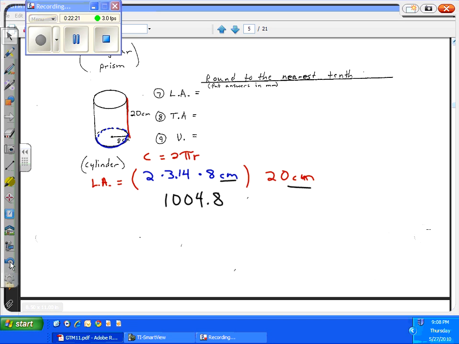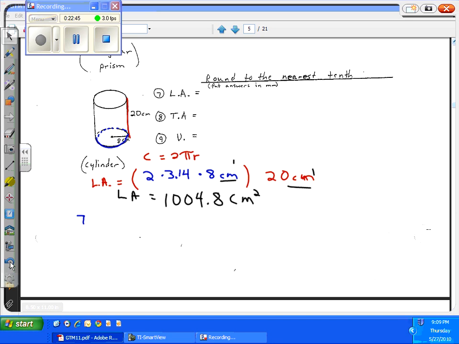That's multiplying the numbers, and you multiply the names and you get a new name, and when you multiply with like bases, you add the exponents. So the lateral area is 1,004.8 square centimeters. It says put the answer in millimeters. We'll do our converting in a moment. Let's go ahead and find total area.